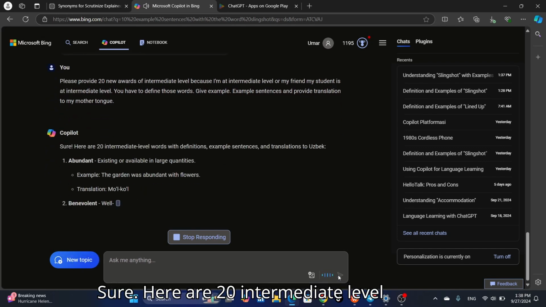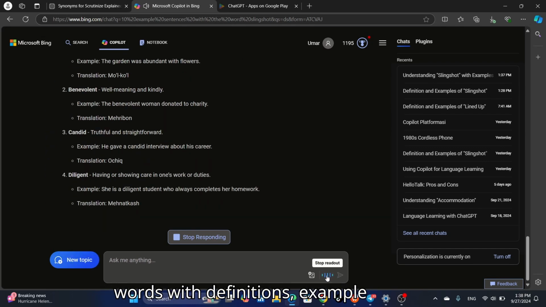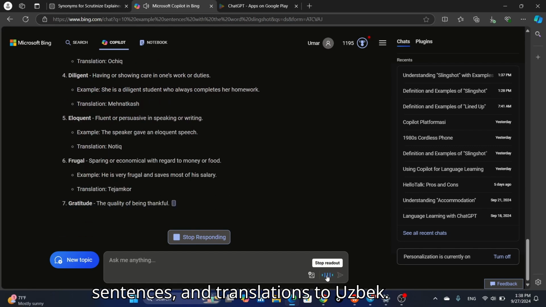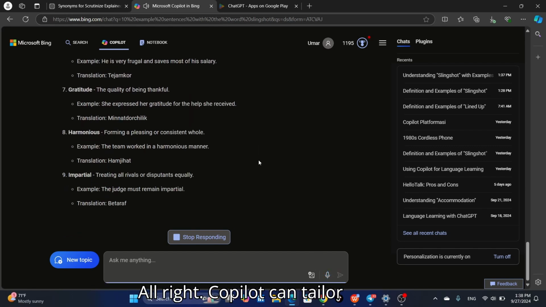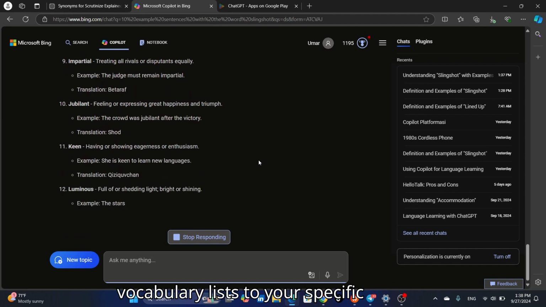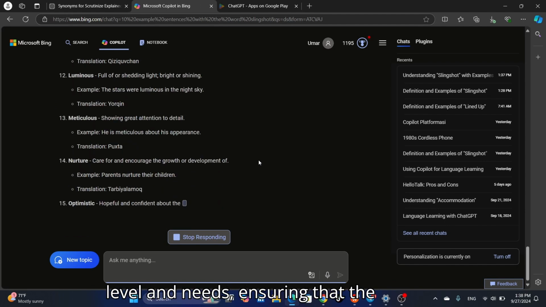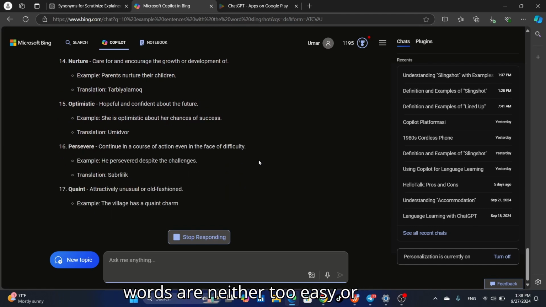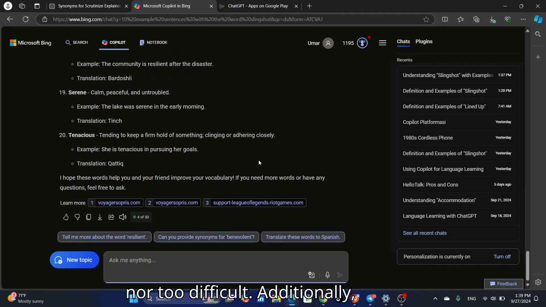Sure. Here are 20 intermediate level words with definitions, example sentences, and translations to Uzbek. Alright. Copilot can tailor vocabulary lists to your specific level and needs, ensuring that the words are neither too easy nor too difficult. Additionally, having definitions, examples, and translations all in one place saves time and effort, making your learning process more efficient. It has provided vocabulary at the level I asked.